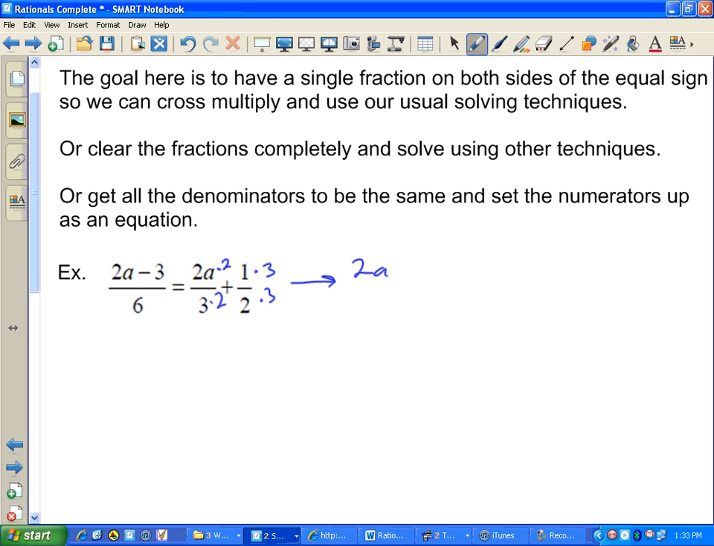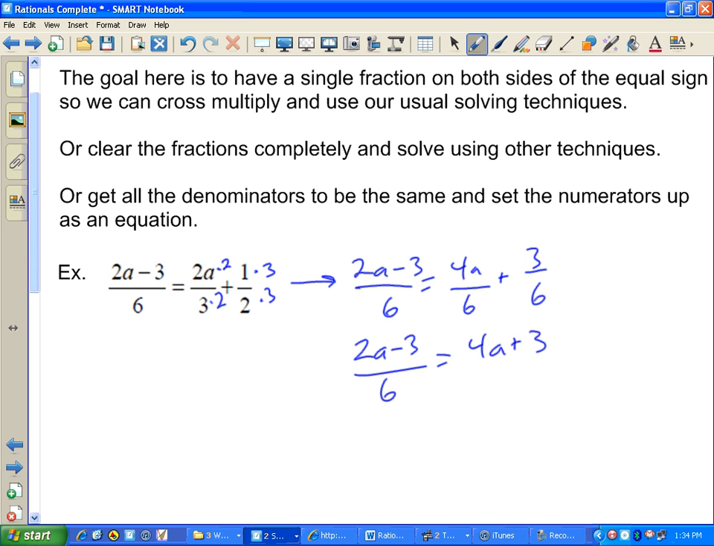So what I end up with is the left side stays the same. The right side turns into 4a over 6 plus 3 over 6. Since these have common denominators, I can add them now. So I'll have 2a minus 3 over 6 equals 4a plus 3 over 6. And now I can cross multiply and solve.